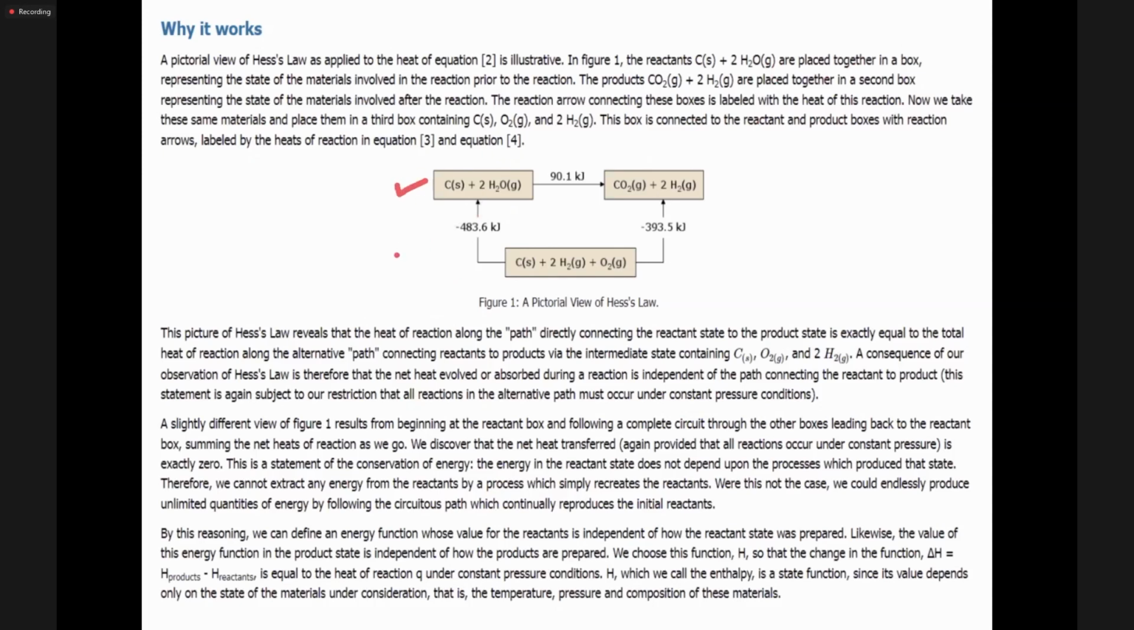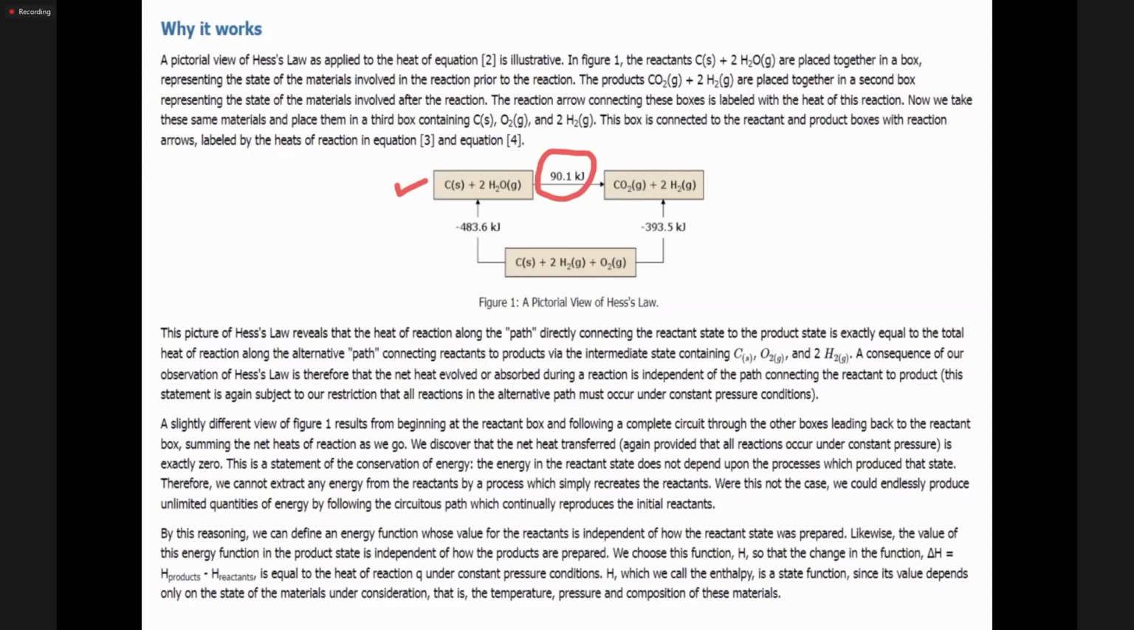It also shows the state of the materials involved in the reaction prior to the reaction, because carbon was solid and water was vapor, and now it is producing CO2 plus 2H2, which are placed together in a second box that represents the state of the materials after the reaction. Now, the reaction arrow connecting these two boxes is labeled with the heat of the reaction, which is 90.1 kilojoule.